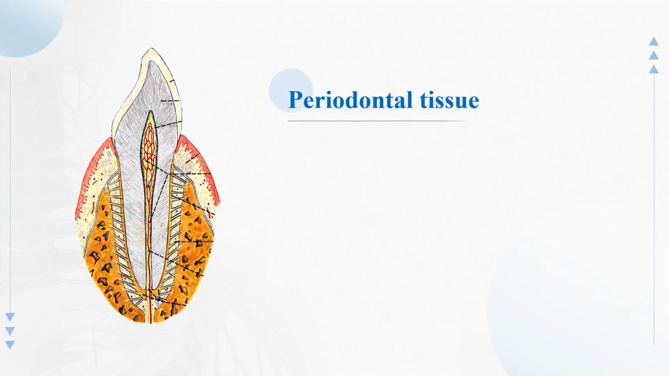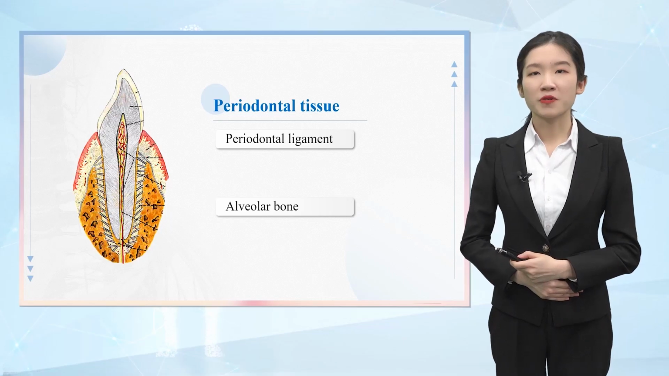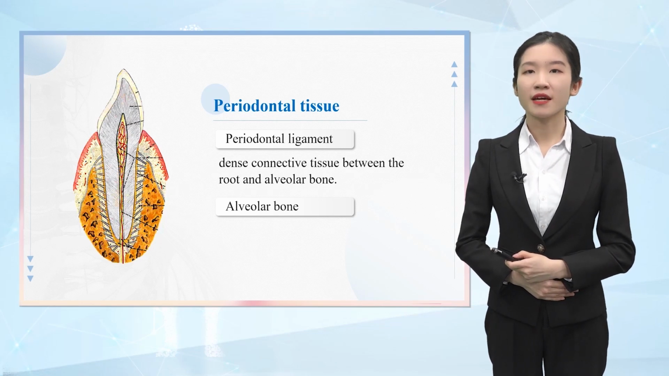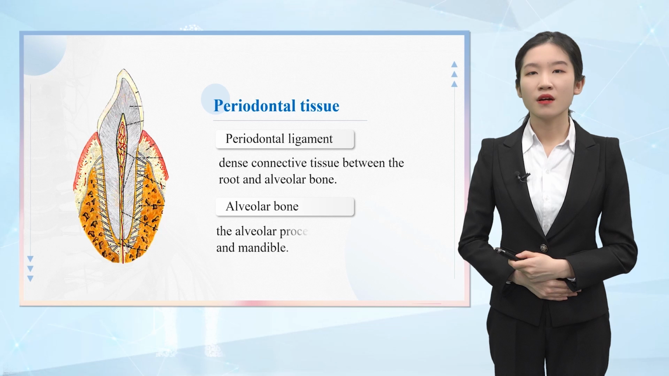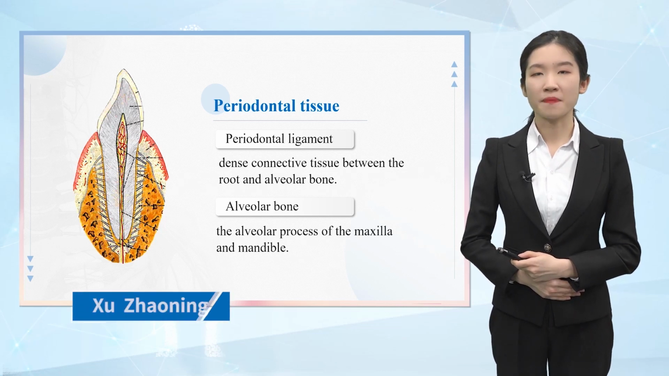Next, let's talk about the periodontal tissue. Periodontal tissue can be divided into periodontal ligament and alveolar bone. The periodontal ligament is the dense connective tissue between the root and alveolar bone. Alveolar bone, the alveolar process of the maxilla and mandible.